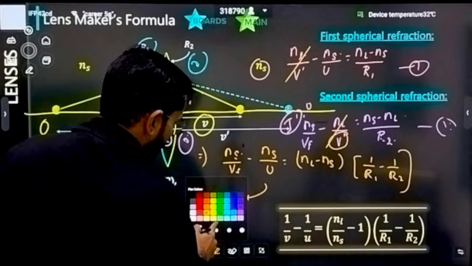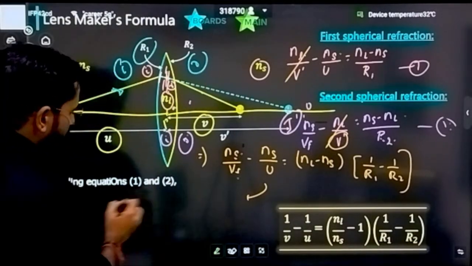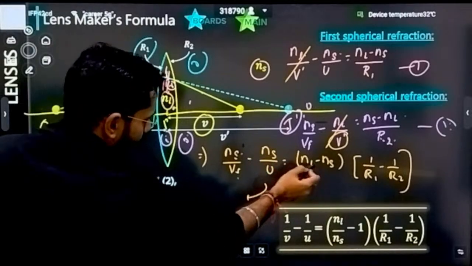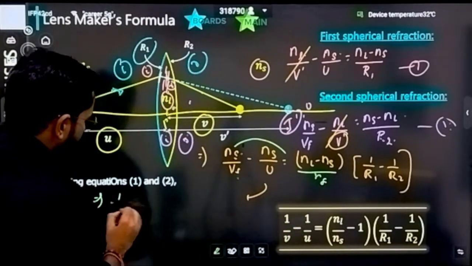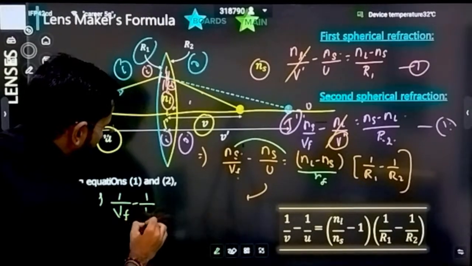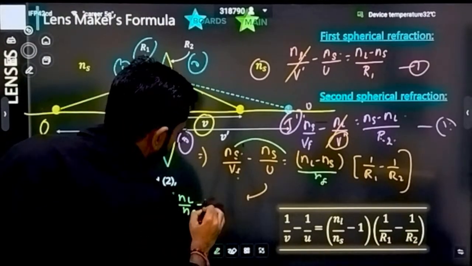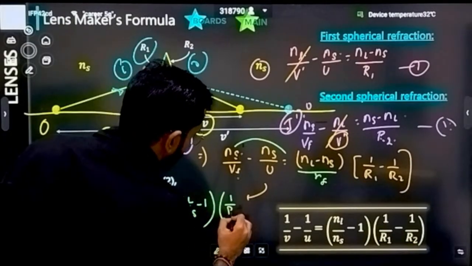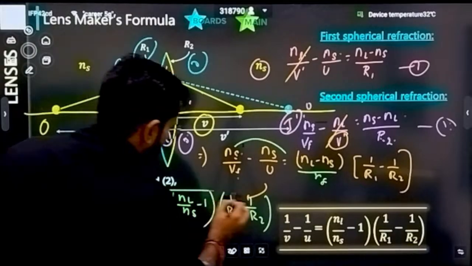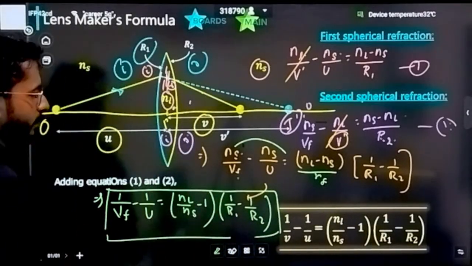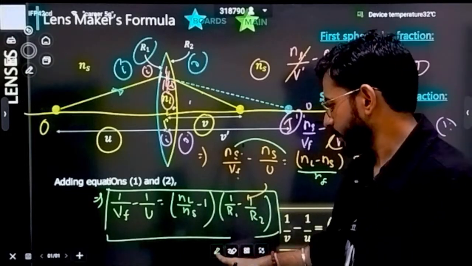Now I am further writing it here. I can write this equation as, take the Ns common and take it down here. Take this Ns here. So what will be there? 1 by V final minus 1 by U is equal to NL divided by Ns minus 1, times 1 by R1 minus 1 by R2. This will be the final result that you will have. This is the final result that you will have. Is it clear? Understood?